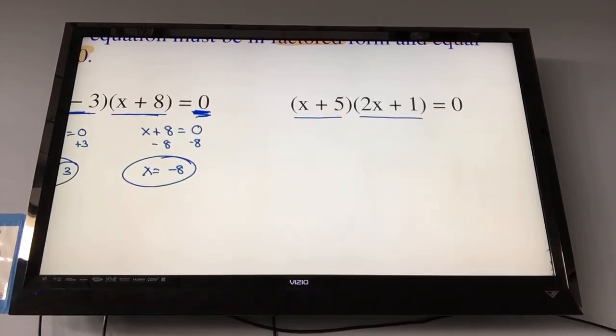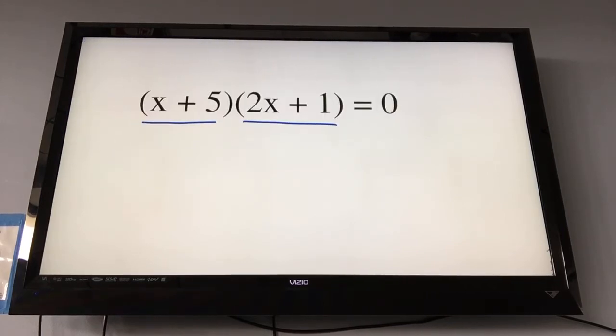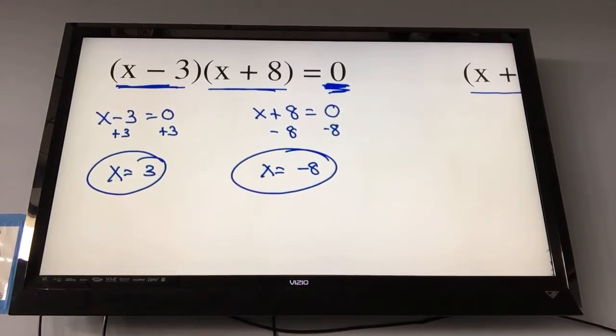All right, same thing on this next question. It's factored and equal to 0. That's what we want it to look like. So yes, would your answer be x equals 3, x equals negative 8? Yep. Okay.